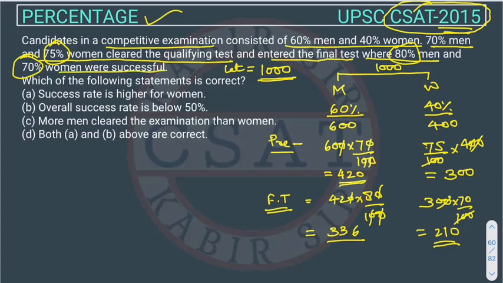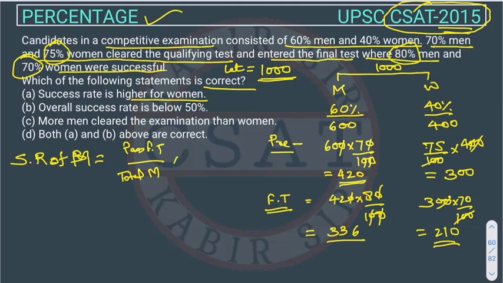Now the question is, which of the following statements is correct? Success rate is higher for women. So what will be the success rate? Let's take the success rate of men, or women, right? Men and women are given. So let's take men: those who pass the final test upon the total men, right? So this will be the success rate.